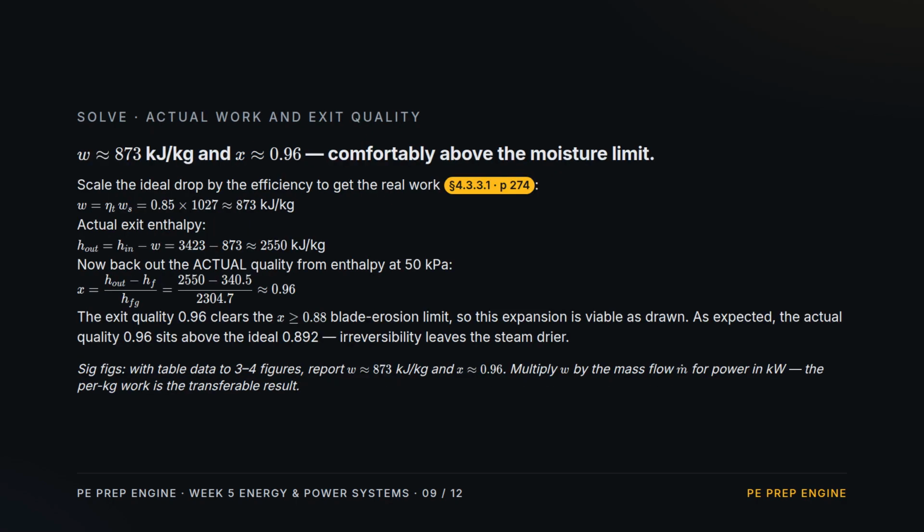Now scale by efficiency. Actual work is 0.85 times the ideal 1027, about 873 kilojoules per kilogram. Actual exit enthalpy is the inlet minus that work, about 2550. Back out the actual quality from enthalpy, Hout minus HF over HFG, about 0.96. That clears the 0.88 blade erosion limit, so the expansion is viable. And as expected, the actual quality 0.96 sits above the ideal 0.892. Irreversibility leaves the steam drier.